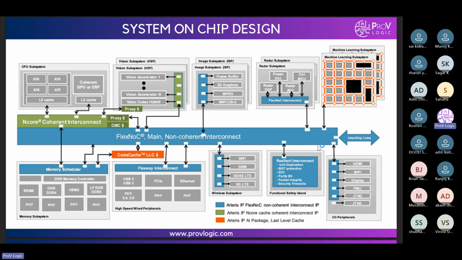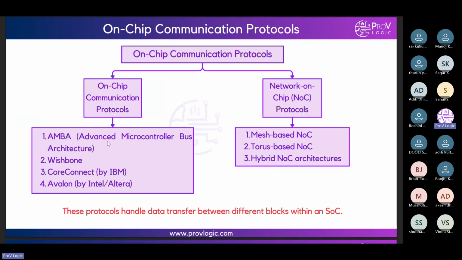So how the bridge is connected from high speed to low speed, how the AXI and APB are connected, we need to understand. Okay, so we are going to learn in detail about the AMBA protocols.